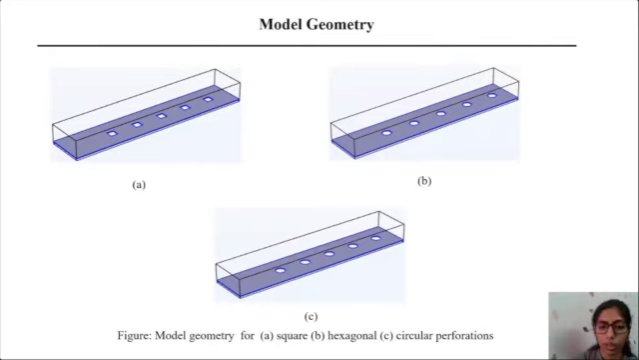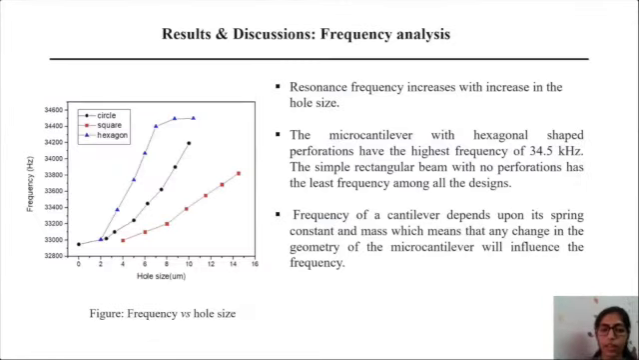So here are the model geometries. Square, hexagon, and circular shaped perforations are arranged in this way, and these are the designs used for the perforated microcantilever, and they are compared with the non-perforated or simple rectangular beam. This graph shows the frequency analysis. Here we can see that as the hole size increases, resonance frequency also increases. And the microcantilever with the hexagonal shaped perforations gives us the highest frequency of 34.5 kHz, and the simple rectangular beam with no perforations has the least frequency among all the designs.